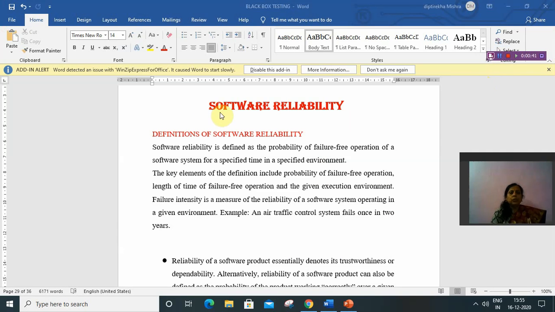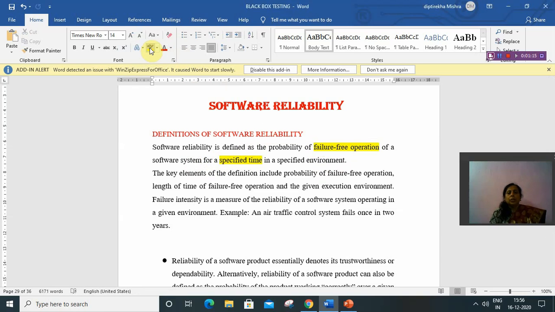So first of all we have to know what is software reliability. The definition of software reliability is that we can define software reliability as the probability of failure-free operation of a software system for a specified time in a specified environment. Here the key element of the definition is failure-free operation, and for a specific period of time. These are the key elements of the definition.